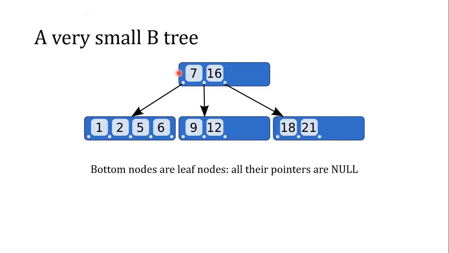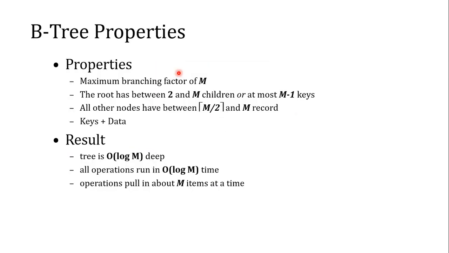We already studied that the maximum branching factor is m, and the root node can have between 2 and m children, whereas m minus 1 keys is the most value.